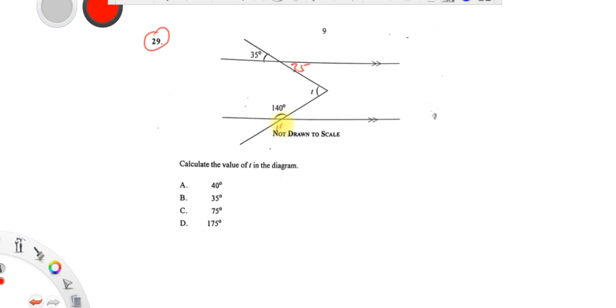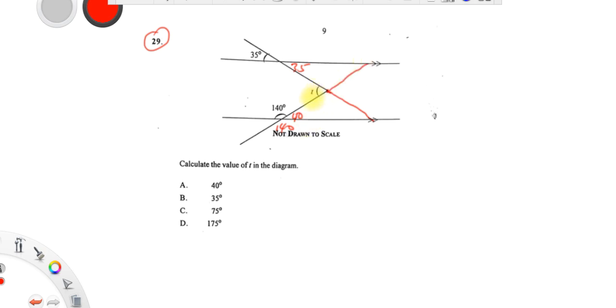So this side will be 140 as well, guys. If it is 140, then angle on a straight line is 180. If 140, then this one will be 40 degrees here. Everything, guys, this is 40. So what you have to do here is extend this line to this, and then extend this line as well. This is what you have to do.